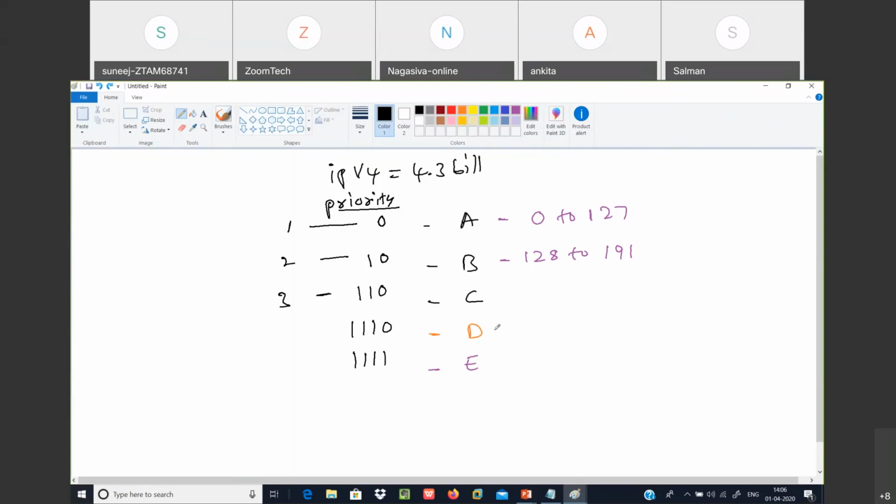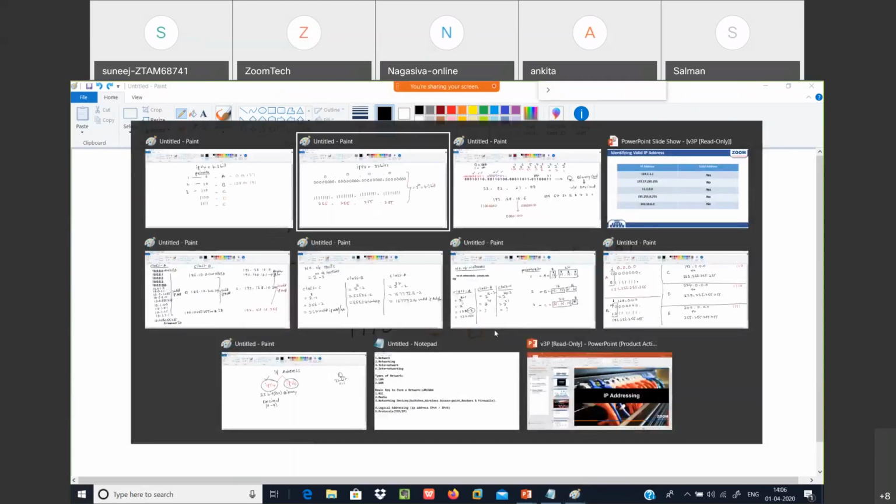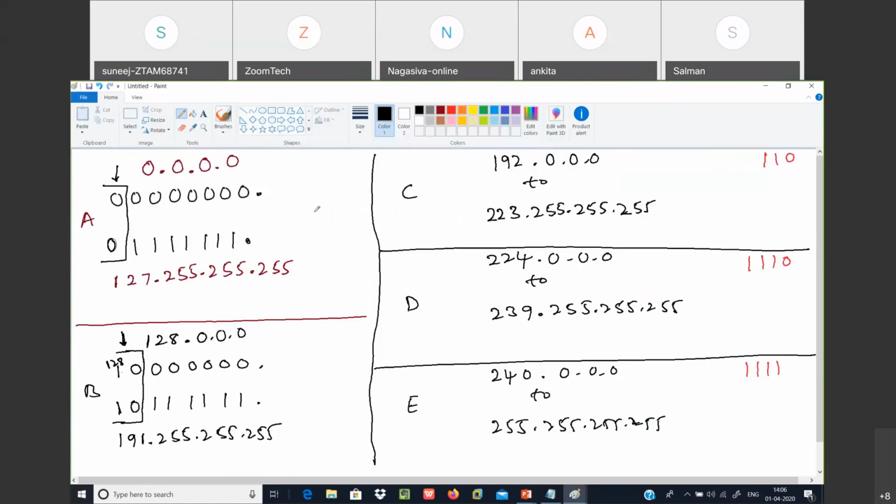So, based on ranges. 0 to 127 is the class A range. 128 to 191 is the class B range. 192 to 223 is the class C range. From 224 up to 239, all IPs are used for multicast, which is the class D IP address. From 240 to 255, all these IPs are for research or development purpose, which is the class E range.